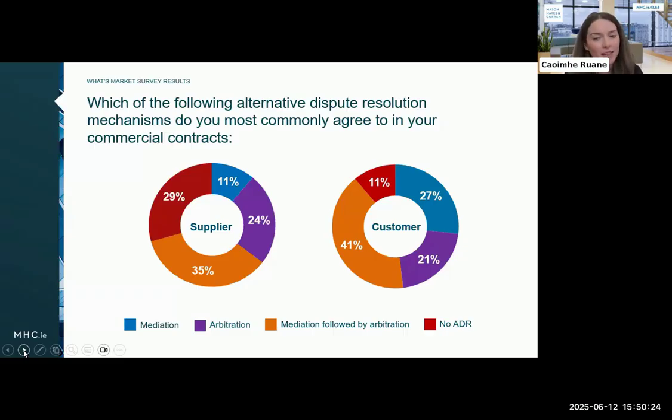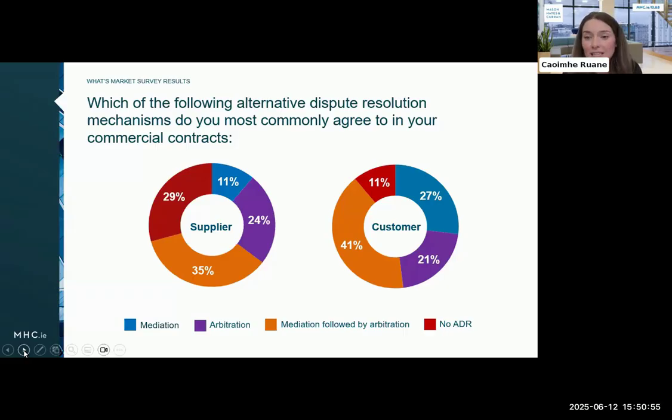On the supplier side this year, however, no ADR, i.e. referring disputes straight to the courts, overtook arbitration as the second most common form of ADR mechanism in contracts, with a slight increase to 29% this year from 26% last year. I suppose we can see a possible trend of supplier parties just being happier to go to the courts and possibly avoiding a lengthy, time-consuming and expensive form of arbitration.